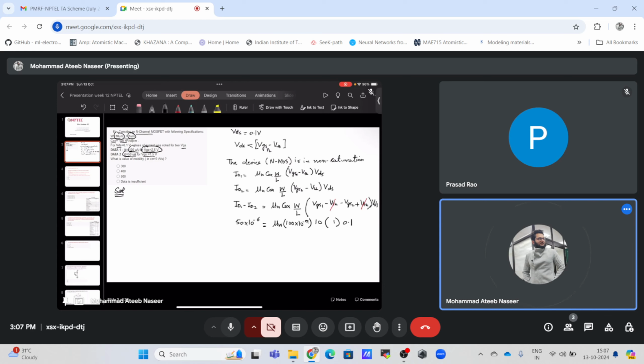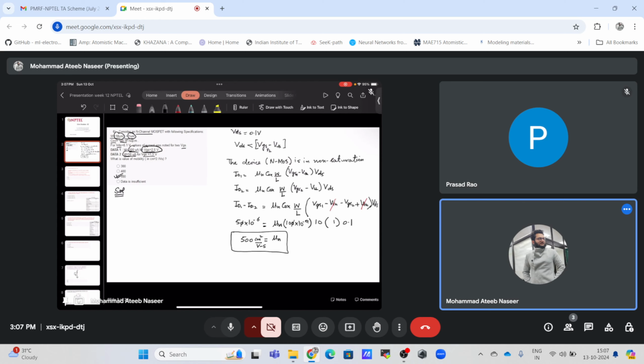So this will cancel with this, and it will simply be 10 to the power of minus 8, so it will go over here, and it will be simply 500 centimeter square per volt second, which is the value of the mobility. So the third option is the correct one.